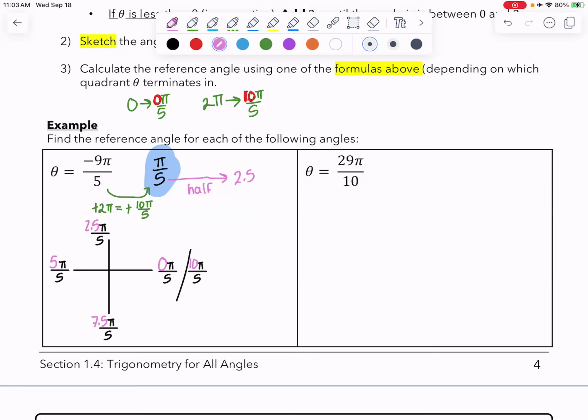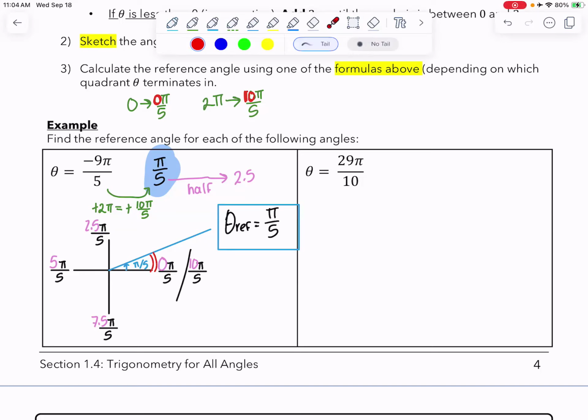pi over 5. And you might say, Professor Cook, I know where this one was without doing this. Yeah, but it's good practice, so do it anyway. All right, pi over 5, that's really 1 pi over 5. It's in quadrant 1. And that's nice because in quadrant 1, the reference angle is just the regular angle. So the reference angle is pi over 5.